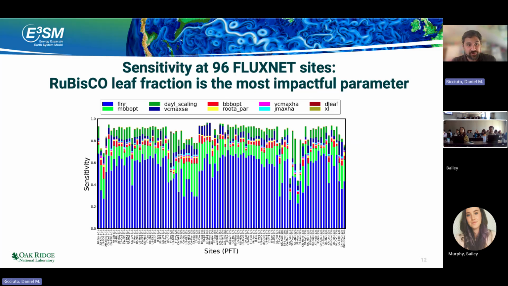We also see other parameters jumping out, some at more sites than others. This MBB opt is the Ball-Berry stomatal conductance slope. We have VC SE, which is a parameter that affects the temperature response of VC. The Ball-Berry intercept term would be the red one. And then I think this green one on top is the day length scaling factor that's used in ELM to reduce VC max when day length is small.